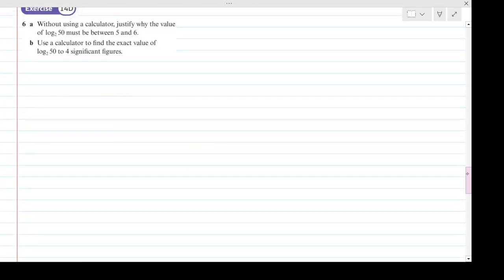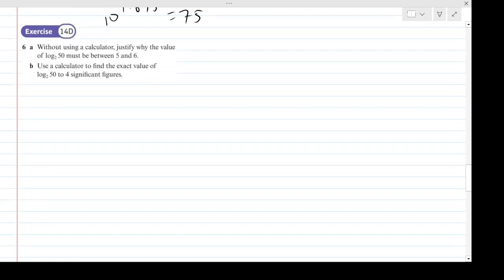Okay, so we've got some exercise questions on this, and a bit more tricky questions. It says, without using the calculator, justify why the value of log base 2 of 50 is between 5 and 6. In other words, we need to show that log base 2 of 50 is between 5 and 6.